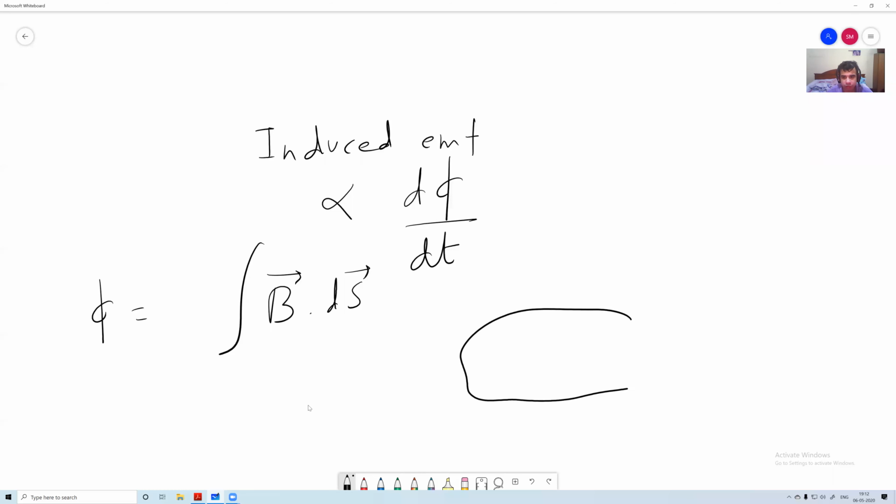So if this is an open surface, mind it, not closed, and some magnetic field is passing through this, and this surface is S, the direction of S is perpendicular to the surface. This is the direction. So the flux is the integral of B dot dS. Please remember that it's not the closed integral. We always consider an open surface, not a closed surface.